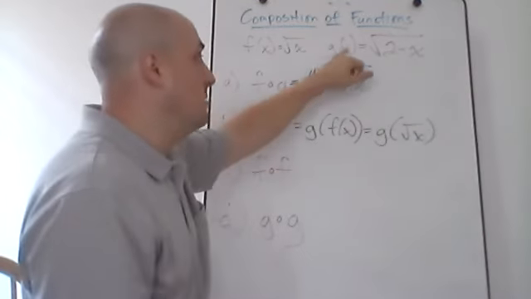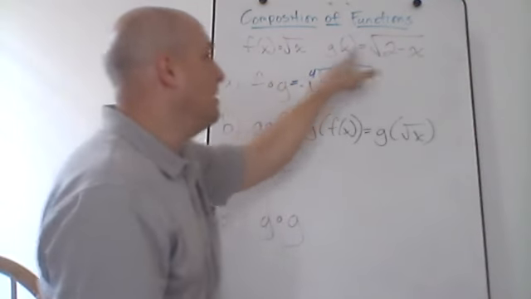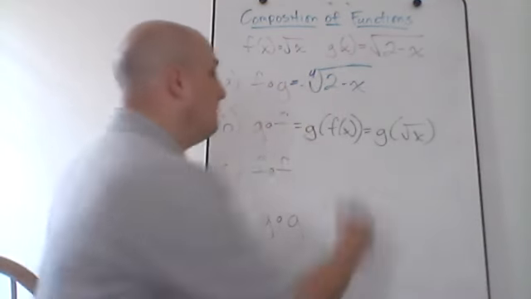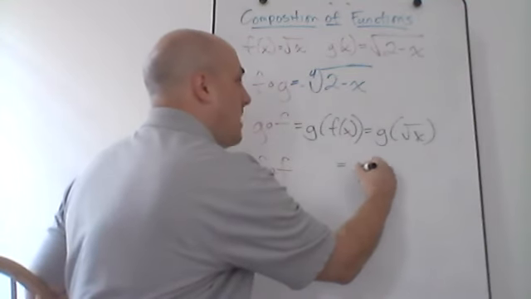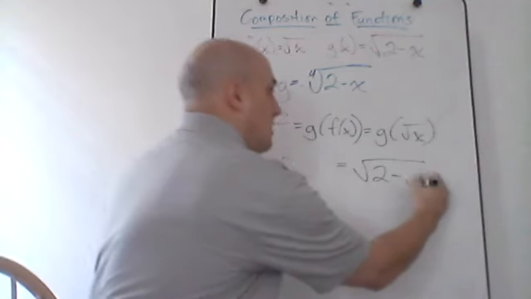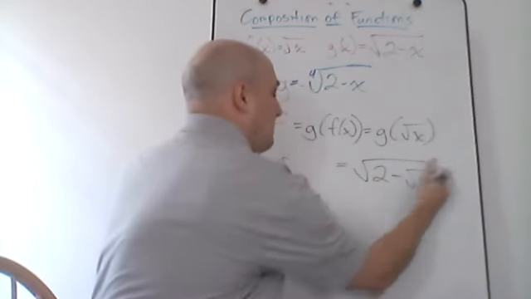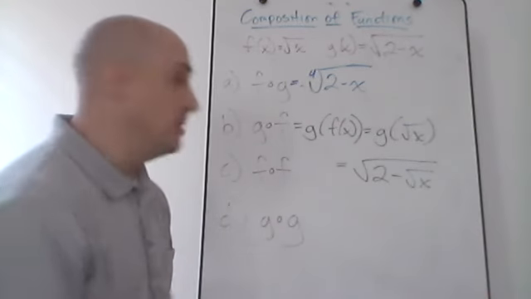Well, the g function says whatever I have in that parentheses, I do the square root of 2 minus whatever that thing in the parentheses is. Well, since I have a square root there, the g of the square root of x is going to be the square root of 2 minus whatever's in these parentheses, which is the square root of x. All right, so that's going to be my g of f function.